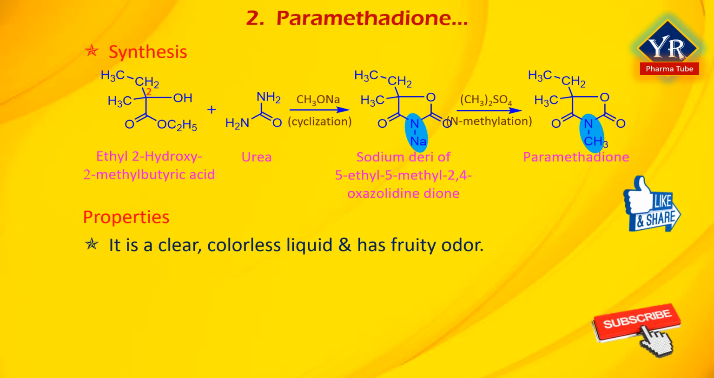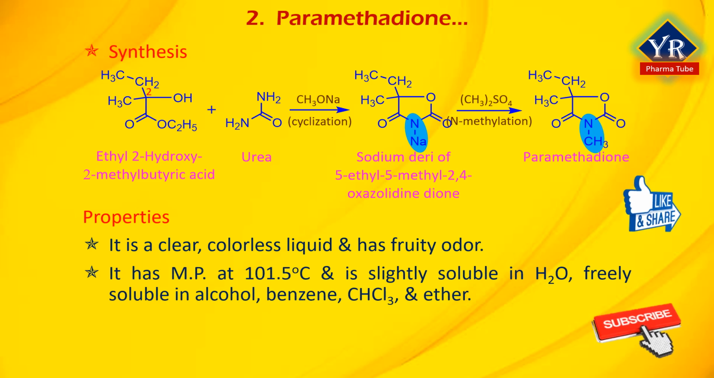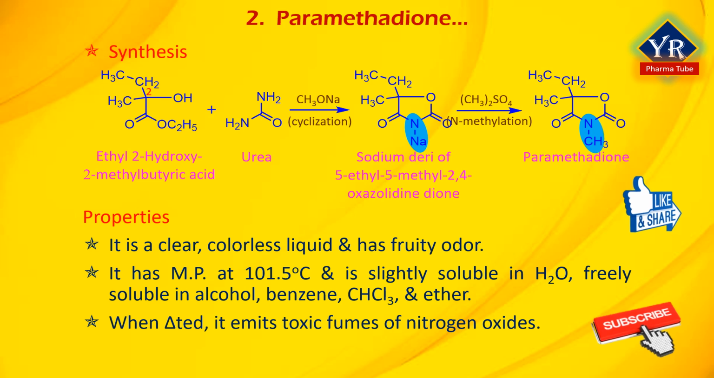Paramethadione is a clear, colorless liquid and has a fruity ester-like odor. It has a melting point of 101.5 degrees centigrade and is slightly soluble in water, freely soluble in alcohol, benzene, chloroform, and ether. When heated to decomposition, it emits toxic fumes of nitrogen oxides.